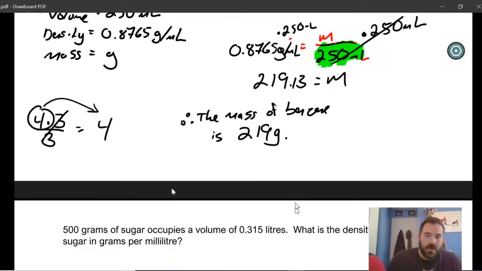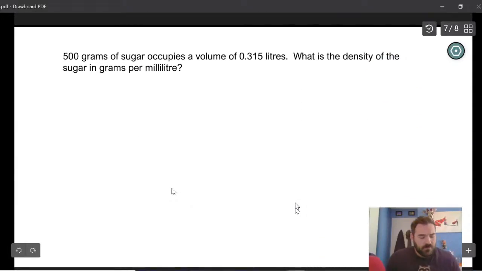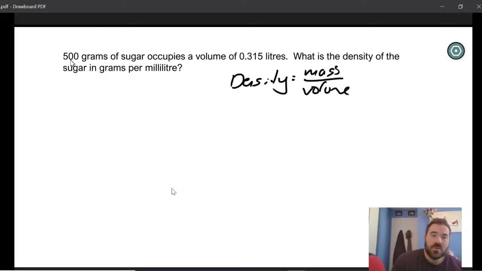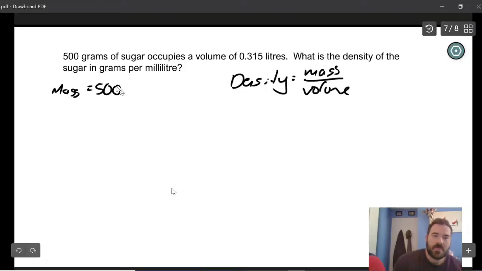Let's do one more. This one's going to require a unit conversion. So first things first, I'm going to write my density equation. Density is equal to mass over volume. And let's list the things that I know. So 500 grams of sugar. All right, so I have sugar and I know the mass of it. The mass is 500 grams.